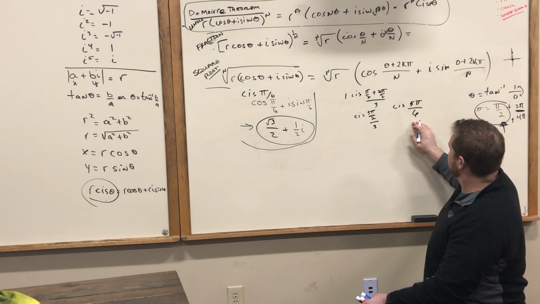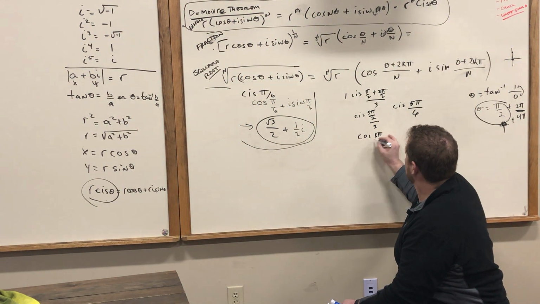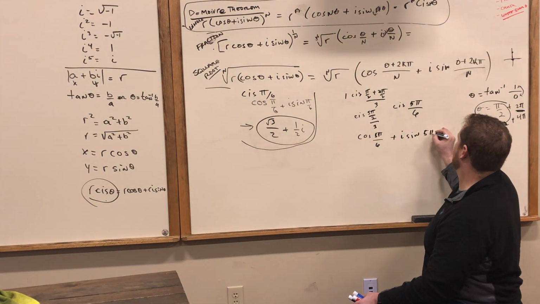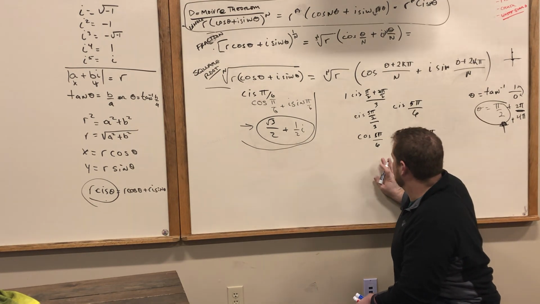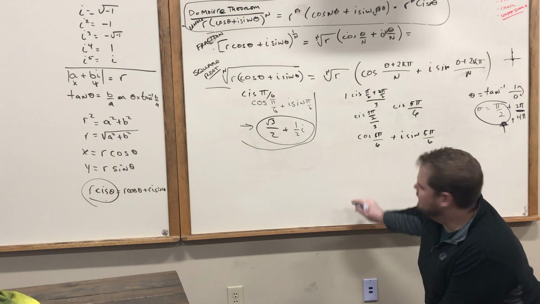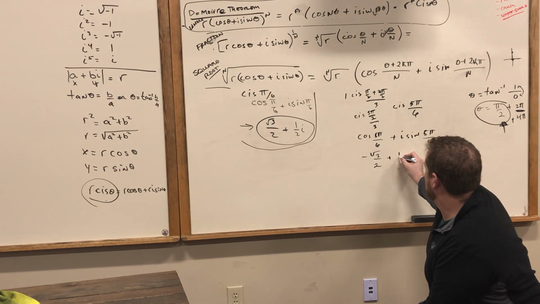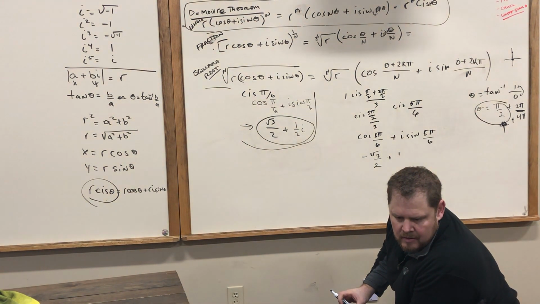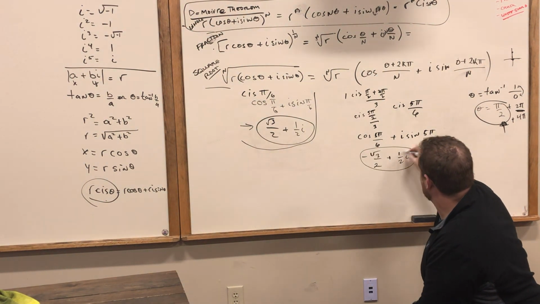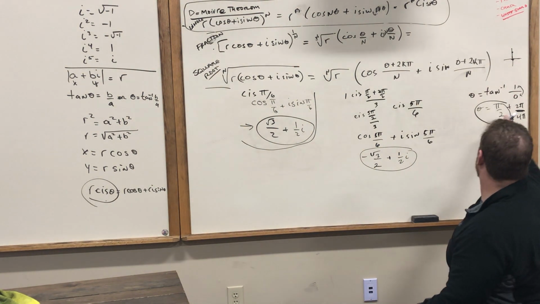So then once I find this, now I can go cosine 5 pi over 6 plus i sine 5 pi over 6. Well, what's that going to be? Cosine 5 pi over 6 is negative square root of 3 over 2 plus 1/2 i again, correct? So we have 2 answers.